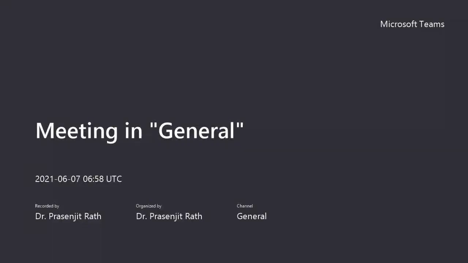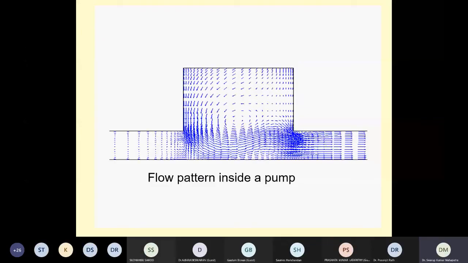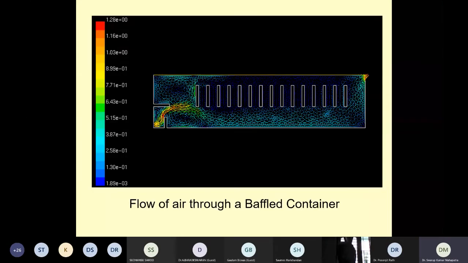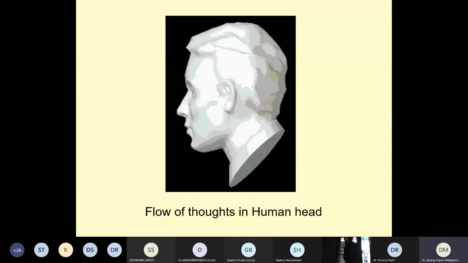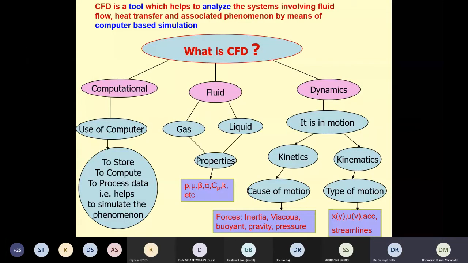Inside a pump, and this shows a pressure variation prediction around a moving truck. So this is flow of air through a baffled container. These have been taken from NATE, and just to introduce, for people who are entering as beginners to CFD, this is computational fluid dynamics, my friends.